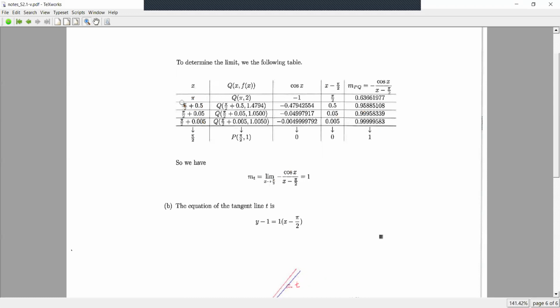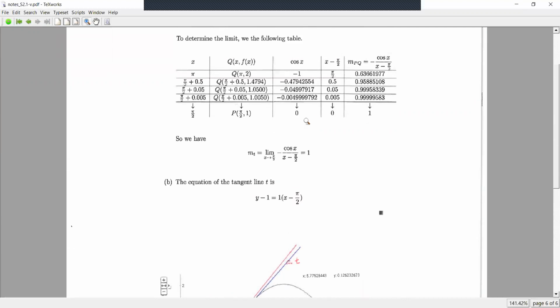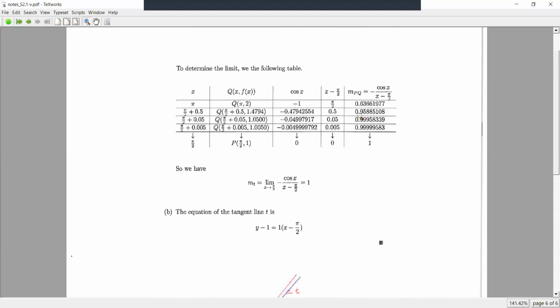For example, when x is pi over 2 plus 0.5, the corresponding point Q is this point. In the graph, the point Q is here. Yeah, this point is pi over 2 plus 0.5. The slope of this blue line is, from the table, 0.9588510 8. From this table, we can see that as x approaches pi over 2, the slope of the line PQ is approaching 1. So therefore, this limit is 1. Because the slope of the tangent line is equal to this limit, the slope of the tangent line is 1.